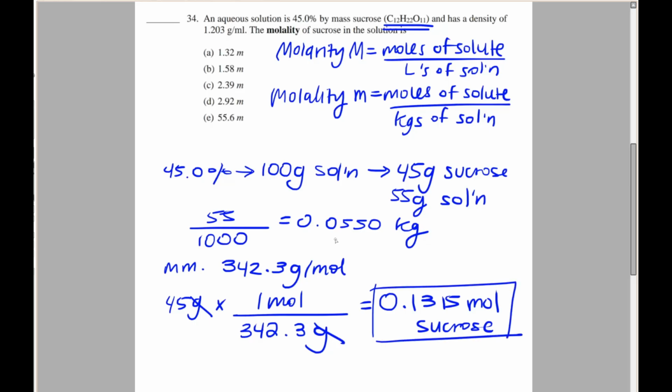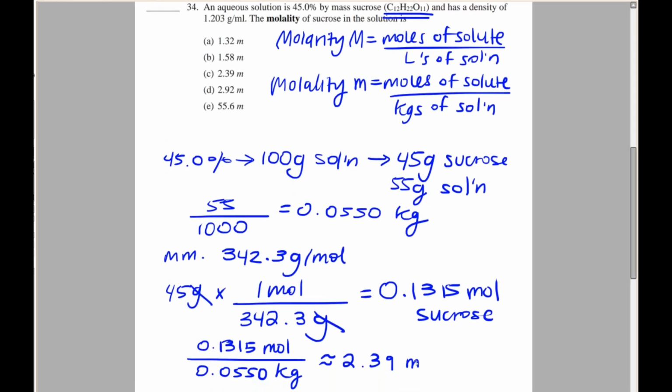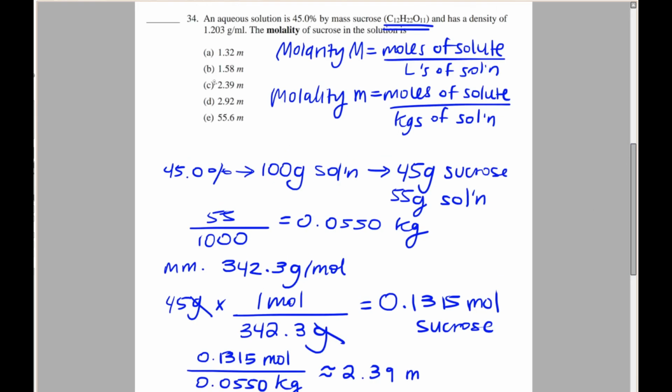So now we have our two crucial quantities. We need the number of moles of the solute, the sucrose, and we need the kilograms of solution. So now we just divide them. 0.1315 moles divided by 0.0550 kilograms should give you around 2.39 with the lowercase m for molality. And that's going to match up with answer choice C. So the answer to this question is C.